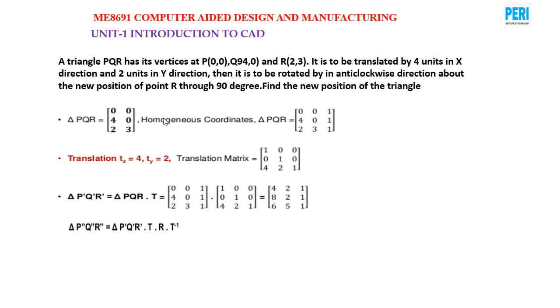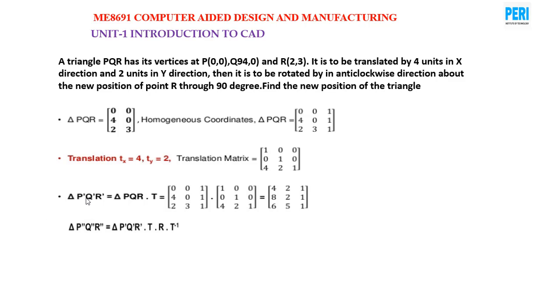Then while multiplying P, Q, R and T, we get 4 2 1, 8 2 1, 6 5 1. So after multiplication we get the coordinates 4 2, 8 2 and 6 5. Further, this should be rotated in the anti-clockwise direction about the new position. That rotation is 90 degrees.